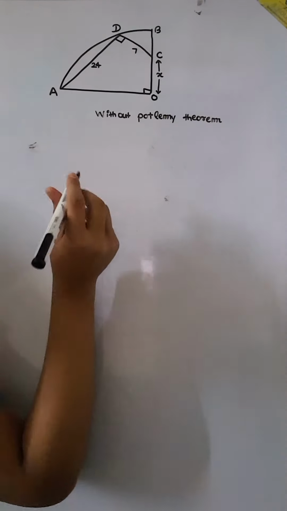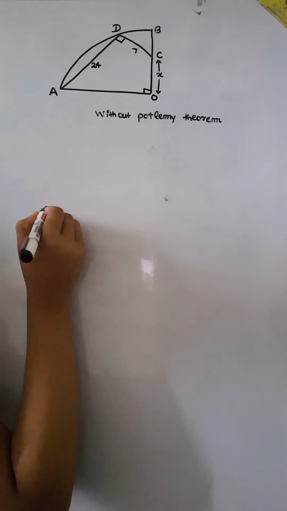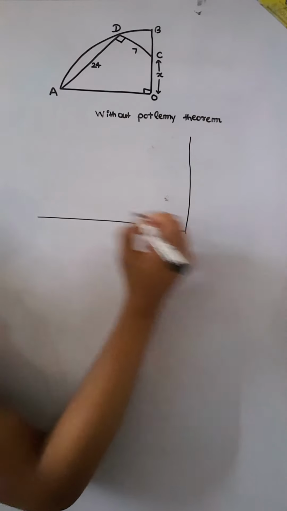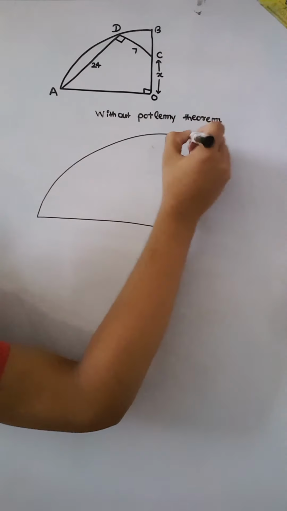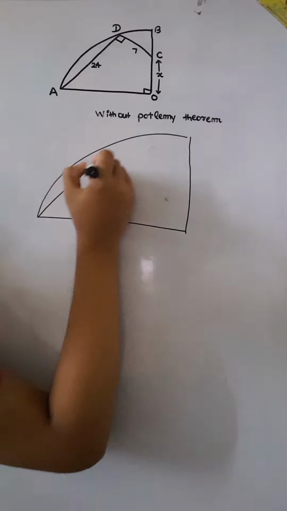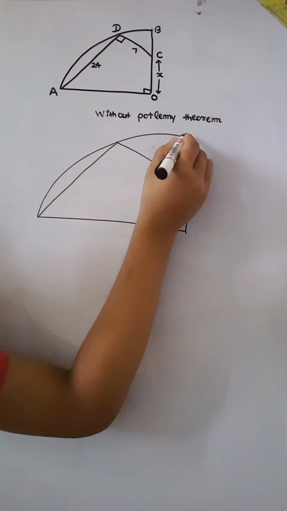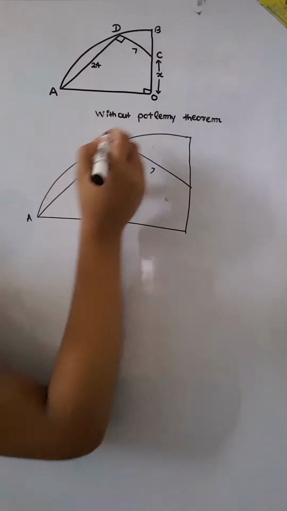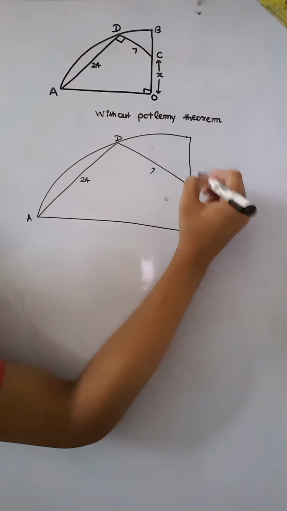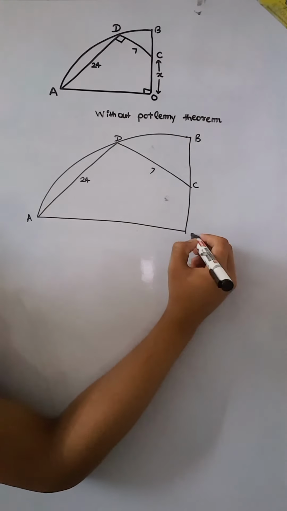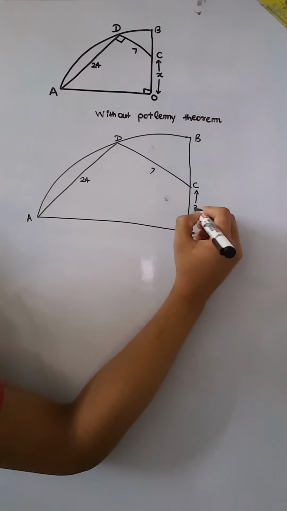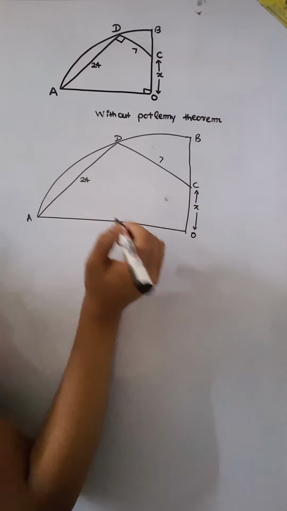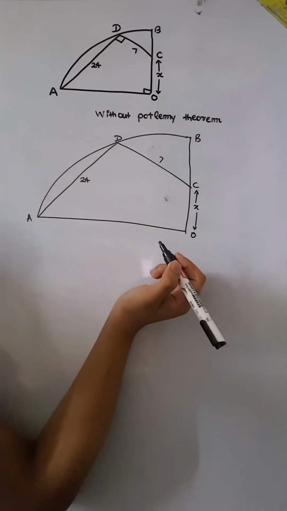Still, we will try our best efforts in order to solve this question out. So first let us make an enlarged rough sketch of this geometrical figure. Okay, so this is 24, this is 7, this is A, this is D, this is C, this is B, this is O, and this one is x. Alright, so this is 24 and this is 7. We need to solve for x obviously.